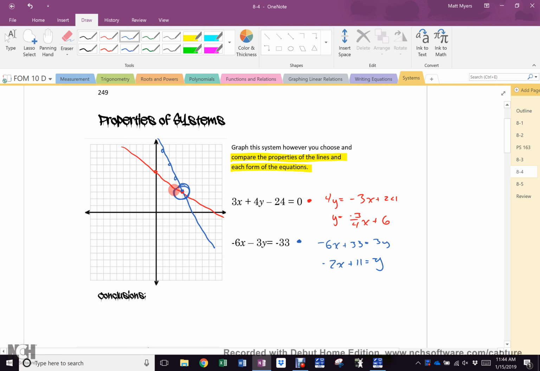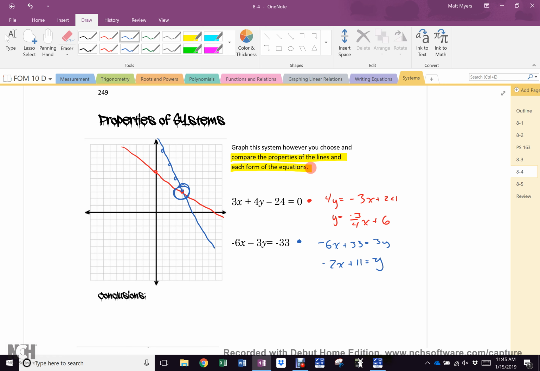Talk to me about what happens when we compare the properties of the line in each form of the equation. So what are the properties of a line? First of all, what are properties of anything? They're the stuff you can tell me about it, yes? So what is about the only stuff you can explain about a line? The slope and any points that are on the line, yes?